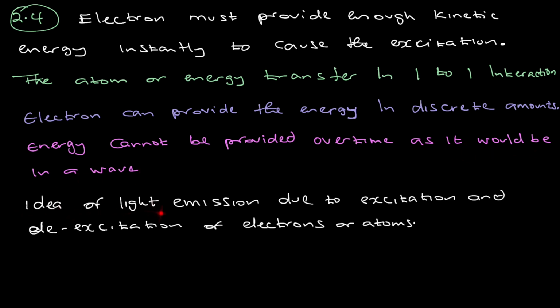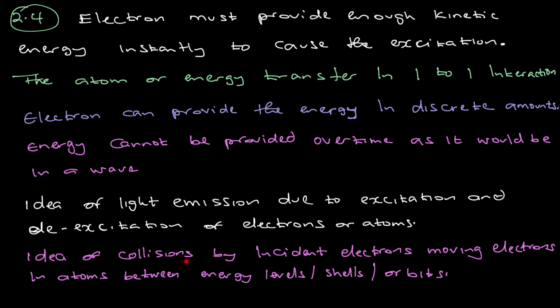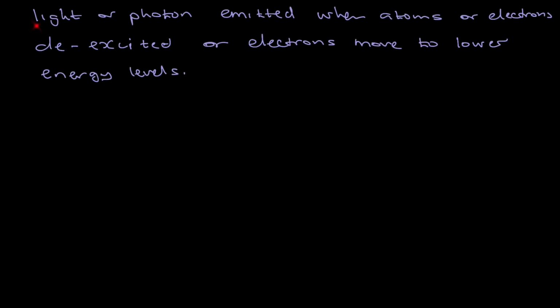Idea of light emission due to excitation and de-excitation of electrons or atoms. Idea of collisions by incident electrons, moving electrons in atoms between energy levels, shells or orbits. Light or photons are emitted when atoms or electrons de-excite, or electrons move to lower energy levels.